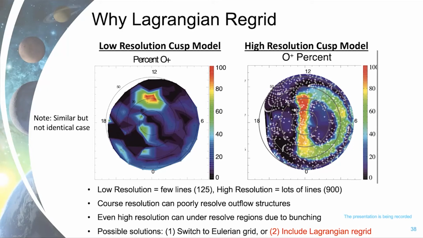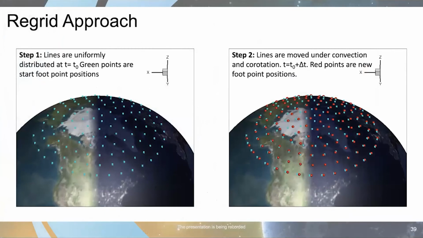One is you can switch to an Eulerian grid instead of this Lagrangian approach. And the other is you can resample your grid periodically, this Lagrangian regridding, or sometimes it's called Lagrangian remap. And this second one is what I've started to implement in Plume. And the approach is relatively straightforward. So here you can imagine that you have a simulation and the field line foot points are shown as these green dots, in the polar region, on the left.